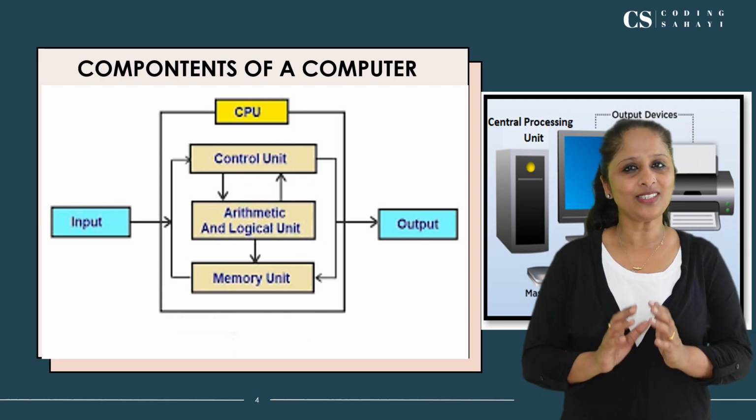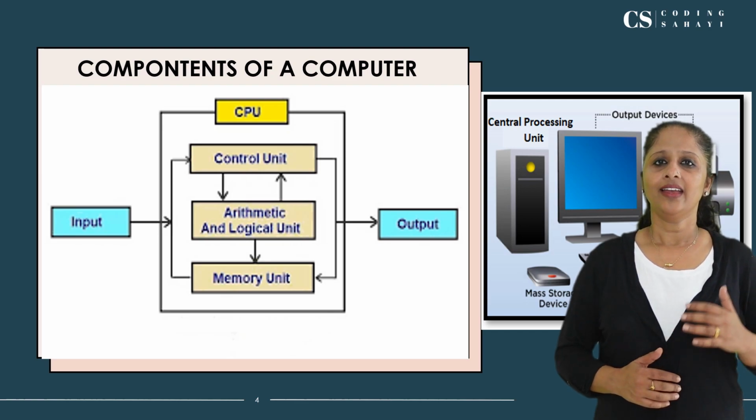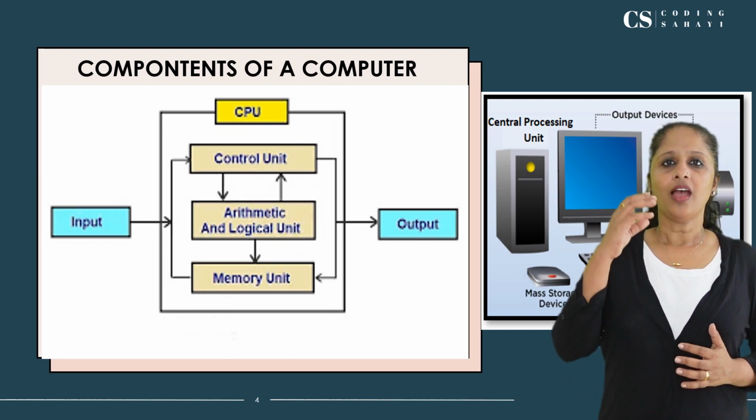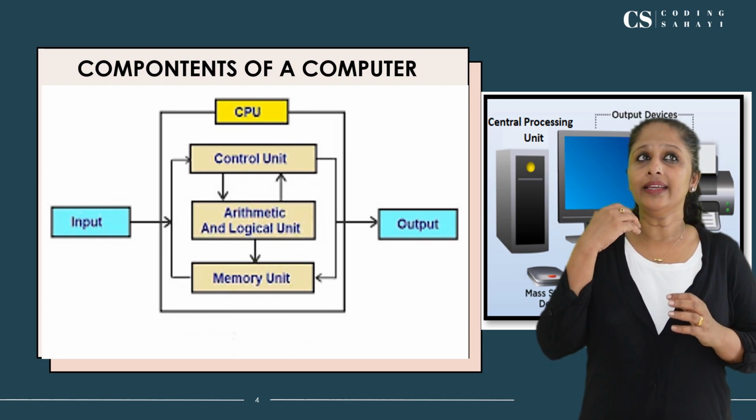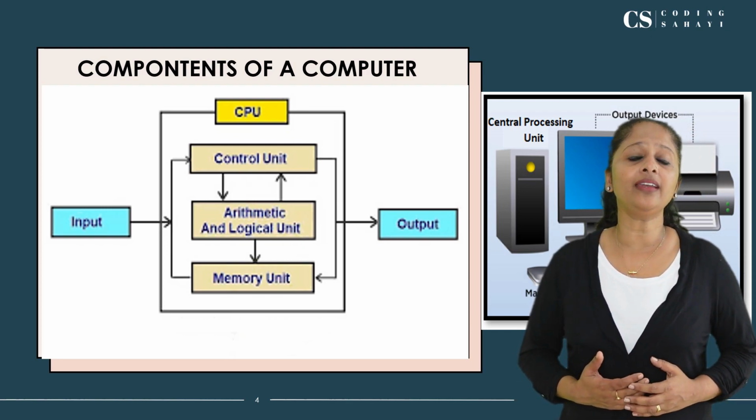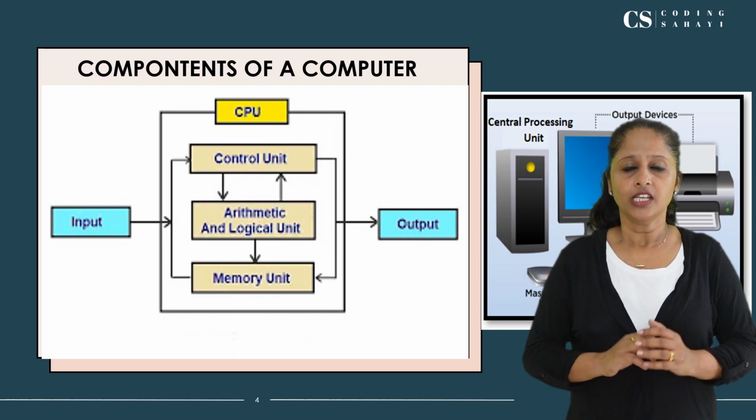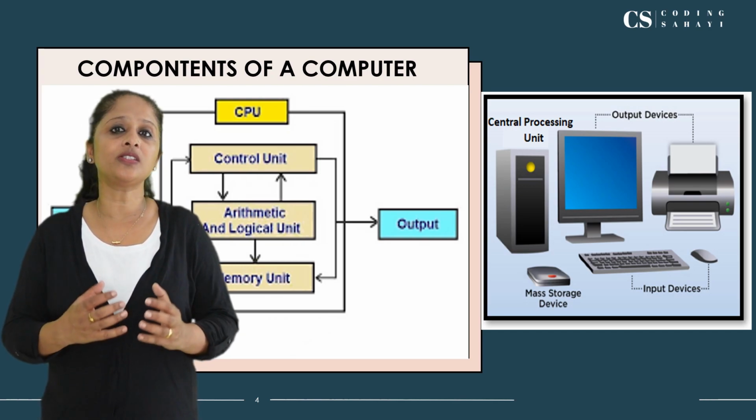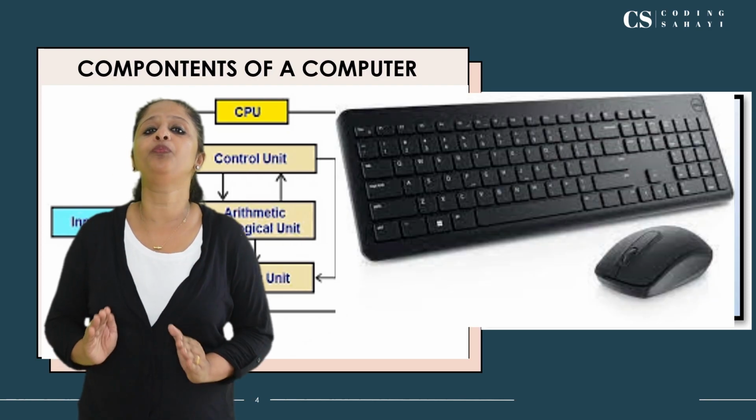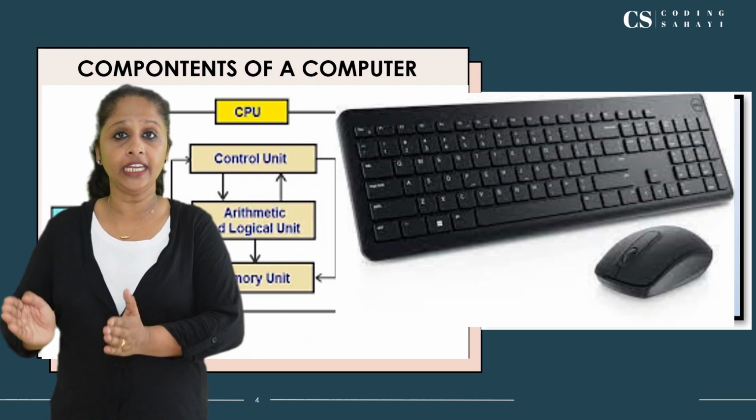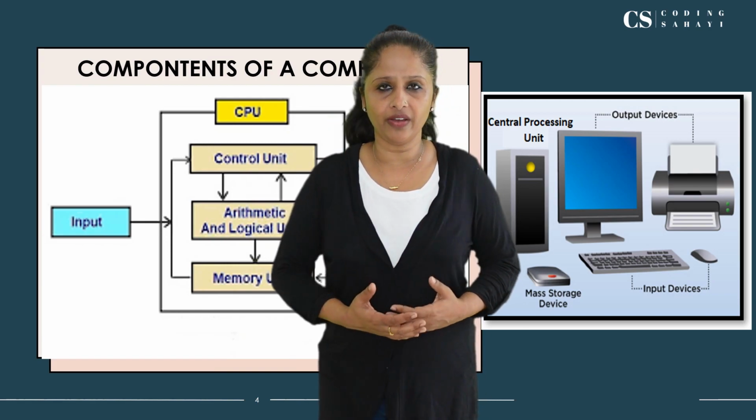So the next topic is components of a computer. In the picture you can see input devices, CPU and output devices. In the definition of computer I already mentioned that the computer is accepting the data. That accepting of the data is our inputting. For inputting the data, we need some input devices like keyboard, mouse. So you are inputting the data through input devices.